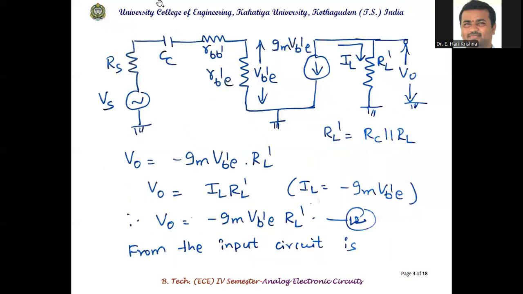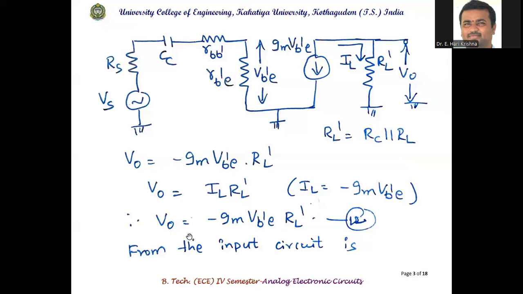See here, only the input side coupling capacitor is considered. Emitter bypass capacitor is short circuit. Output capacitor is short circuit. So RL dash is RC parallel with RL. Similar analysis we are doing here. V0: the output dependent current source is flowing through the load resistor in the opposite direction. So V0 is equal to minus gm VB dash E RL dash.